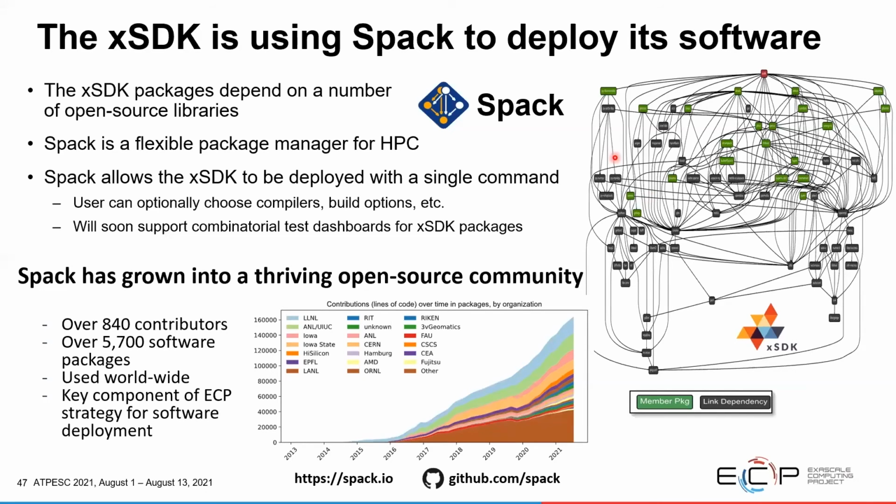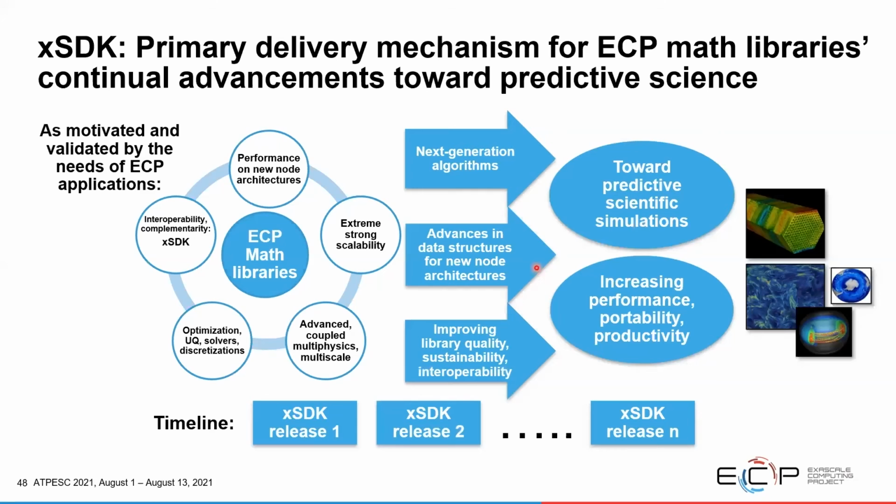To build the xSDK, we use Spack, which is a flexible package manager that can build them all together. Spack actually has over 840 contributors and over 5,700 software packages, and it is an open source project. Here you can also see the complexity of the xSDK and its dependencies. Green are the member packages and black are other packages that they also call, which all have to work together. So the ECP is really the primary delivery mechanism for the math libraries to be used by the application teams.